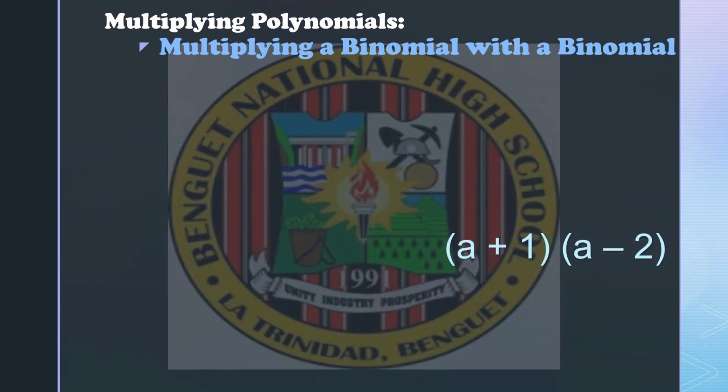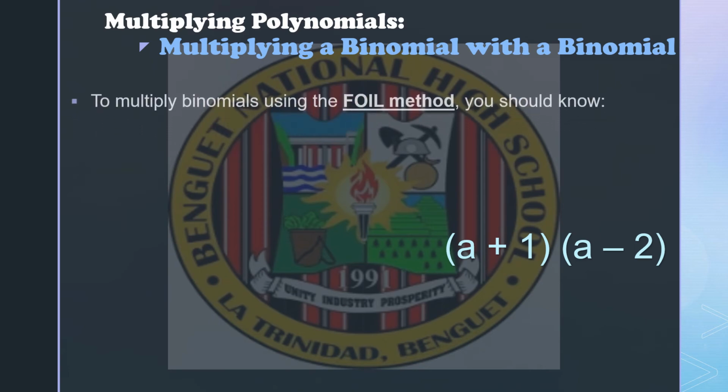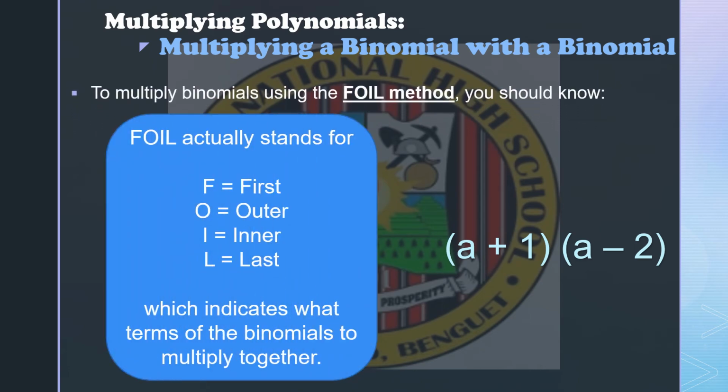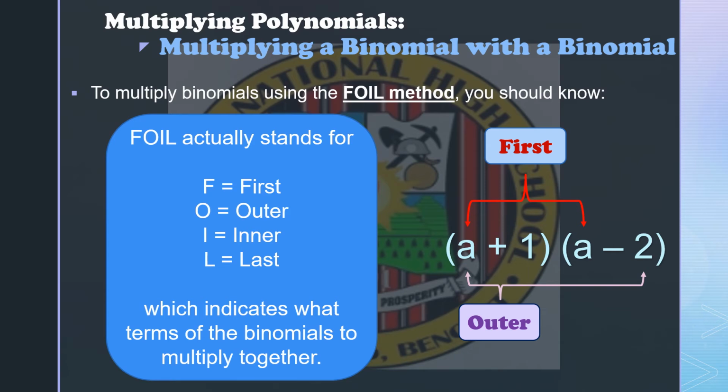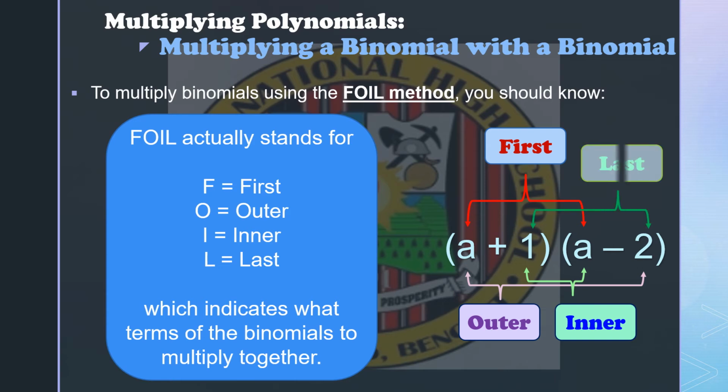In multiplying polynomials using the FOIL method, we use the acronym FOIL. FOIL stands for first, outer, inner, and last, which will tell you which terms in the binomials to multiply. In our example, we see that our first terms are a and a, the outer terms are a and negative 2, our inner terms are positive 1 and a, and the last terms are positive 1 and negative 2. Take note of this as we continue with our discussion.